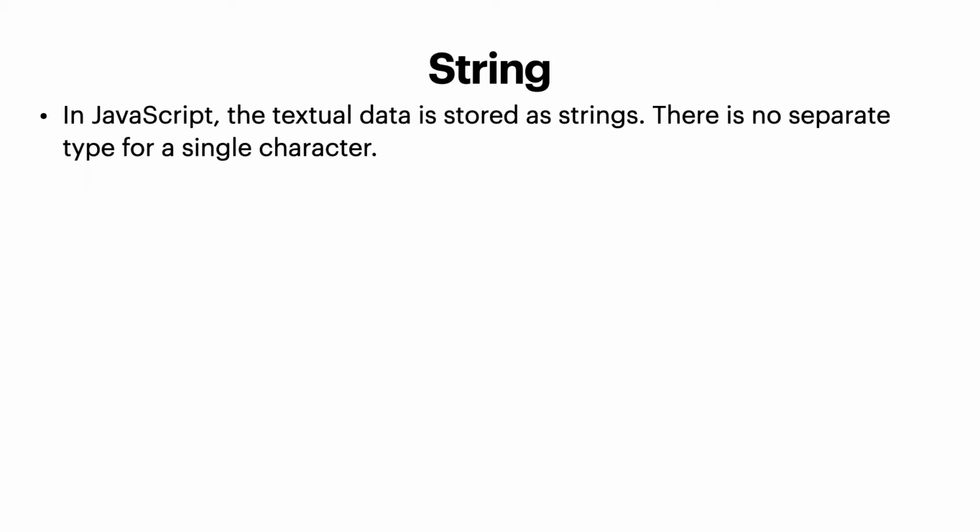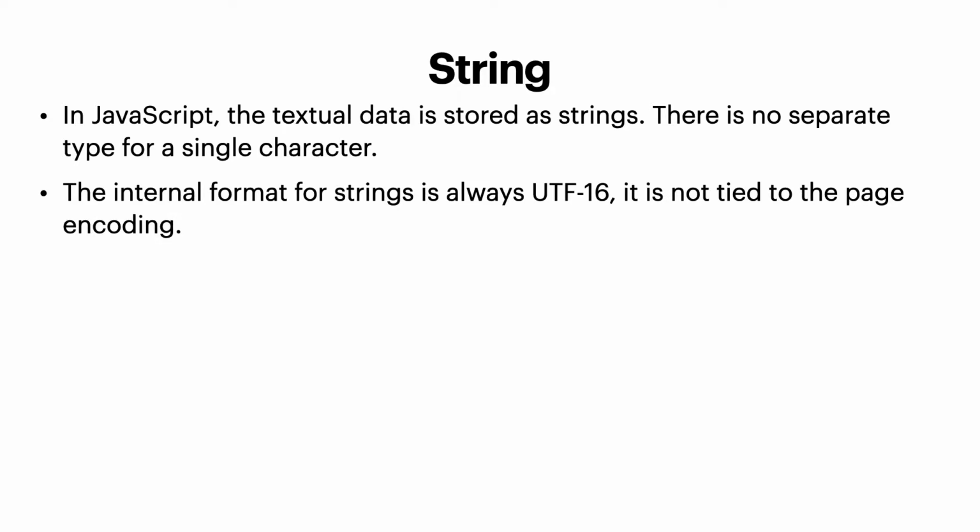So in JavaScript, the textual data is stored as a string. There is no separate type for a single character. The internal format for strings is always UTF-16 and it is not tied to the page encoding.